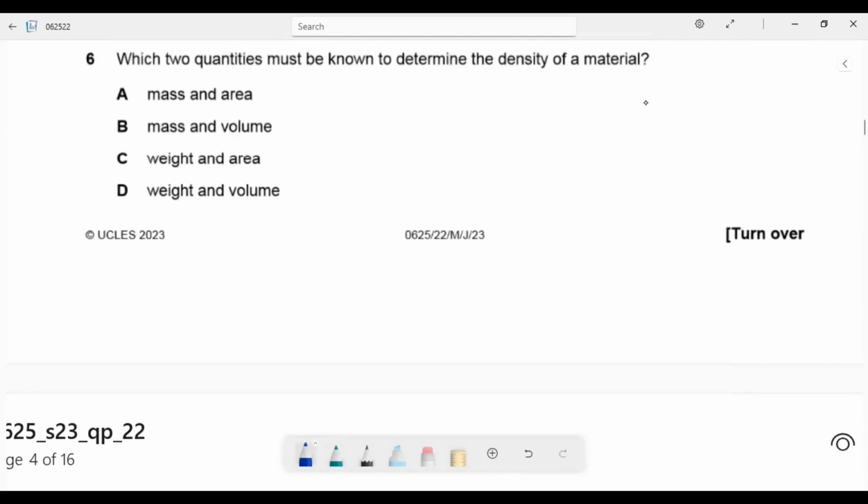Which two quantities must be known to determine the density of a material? The density of a material can be written as mass by volume. So it is related to mass and volume. So here the right answer is B, mass and volume.